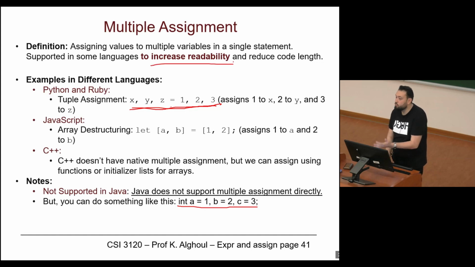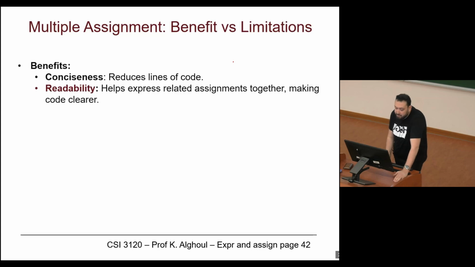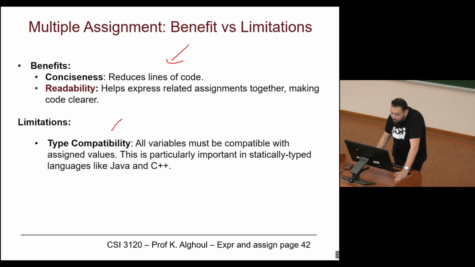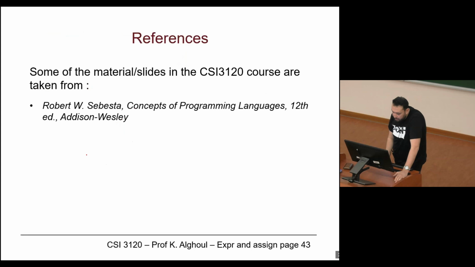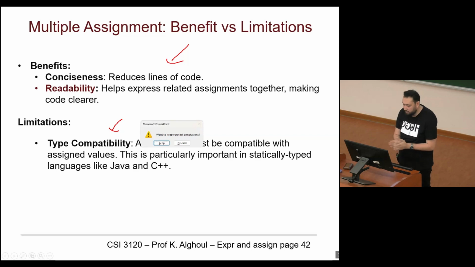It increases readability and reduces code length, actually. Benefits versus limitations: the benefit here is that you reduce the lines of code and improve readability. What are the limitations? Type compatibility. All variables must be compatible with the assigned values. They need to be the same type, like all int. And that's it. On Friday, we're going to do labs to cover this and the previous one. Good? Okay.